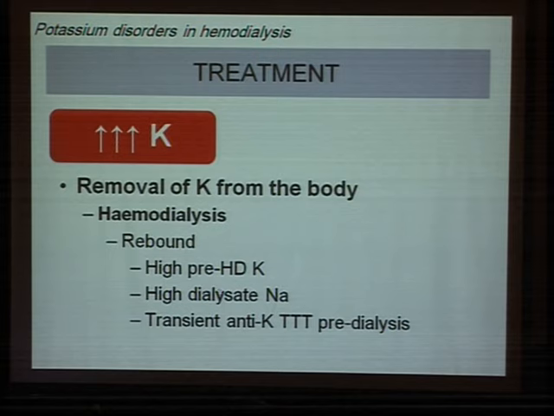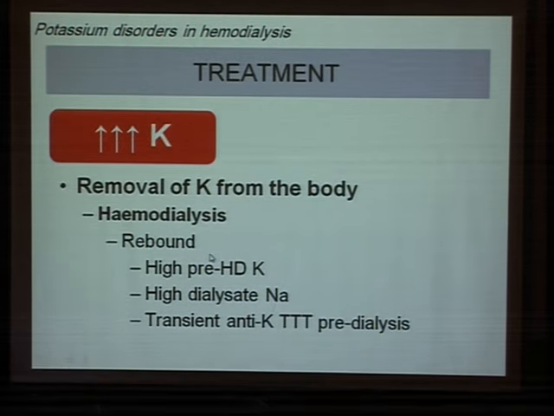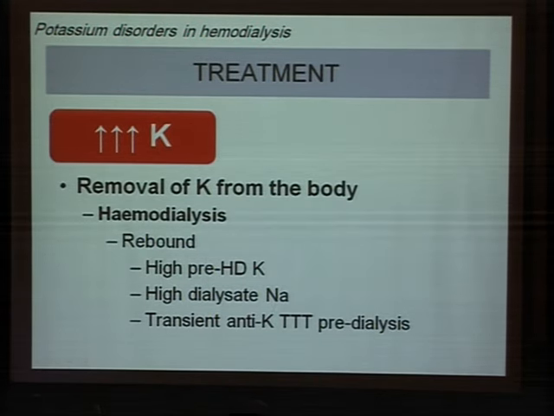Remember that there is what's called rebound 1 or 2 hours after hemodialysis, so don't be heavy. If you have potassium 4 immediately after dialysis, this might increase again to 6 after 2 hours, especially in patients with high pre-dialysis potassium levels, or patients who are using high sodium dialysate.